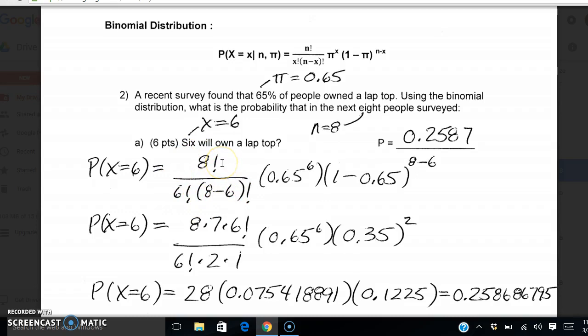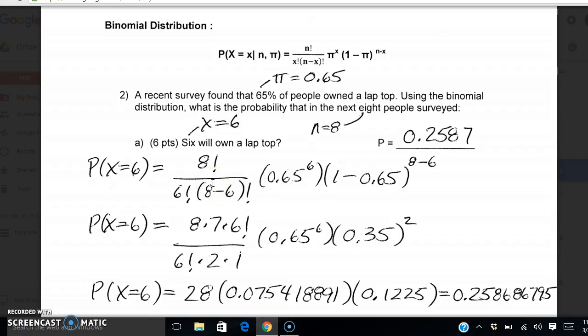So then we plug these values into the formula, and the first section of the formula is this section here with the factorials. We have n is equal to 8 factorial on top. We have the x factorial here, and x is 6. And then we have 8 minus 6 factorial next to it here in the denominator.